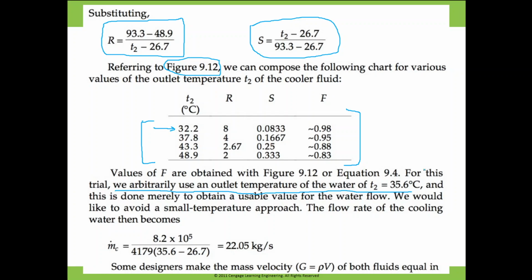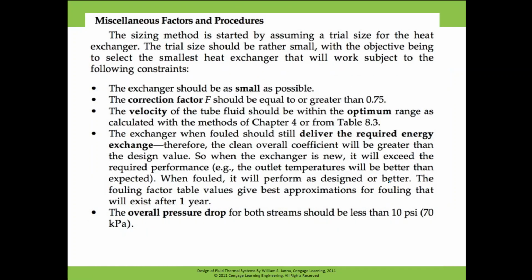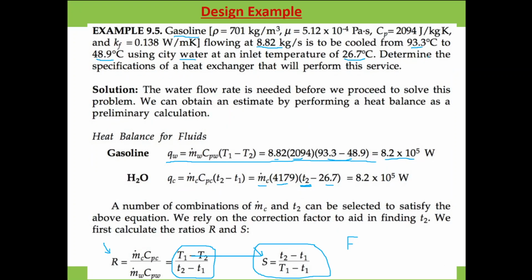So, remember that the T2 parameters depend upon the shell and tube heat exchanger. The final temperature T2 for the cold fluid, because our objective is to cool the gasoline from 93.3 degrees Celsius to 48.9 degrees Celsius. So, the rate of heat transfer depends upon how much you cool this. If you are achieving this 48.9 degrees Celsius, then you are getting this value of heat transfer, and based on this value of heat transfer you will get what your T2 is. So, T2 basically depends upon how much you are getting the exit temperature for the gasoline.